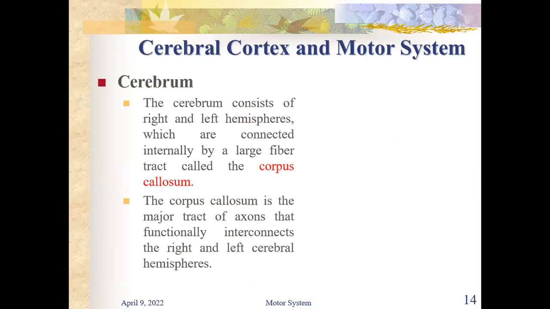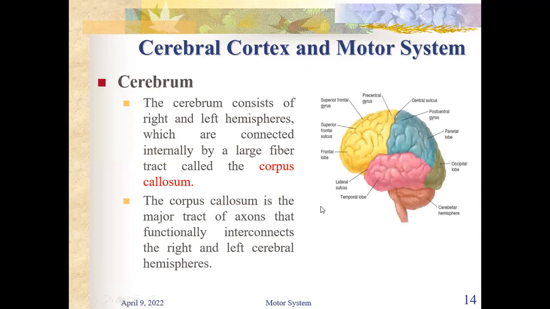We know the cerebral cortex itself. We have seen the anatomy of the cerebrum, the divisions, the parts of the cerebrum. When you're talking about the motor system, you should not forget that the cerebral cortex is the first of the components of the motor system. That's why I said the cerebral cortex and the motor system. You can see the parts: the frontal lobe, the parietal lobe, the occipital lobe, the temporal lobe, and the cerebellar hemispheres.